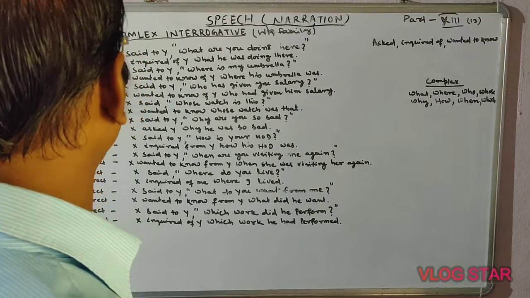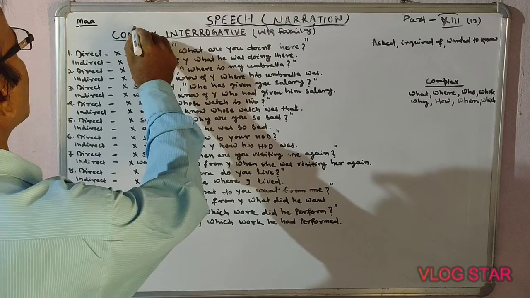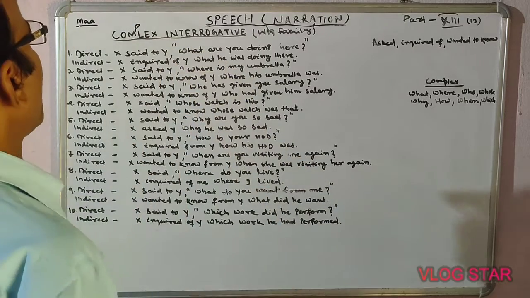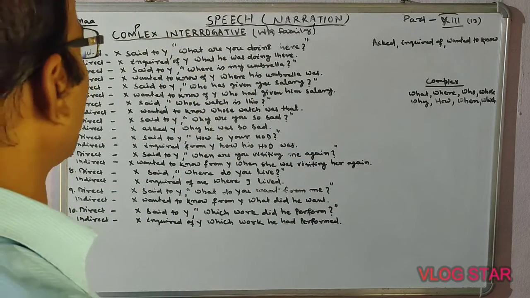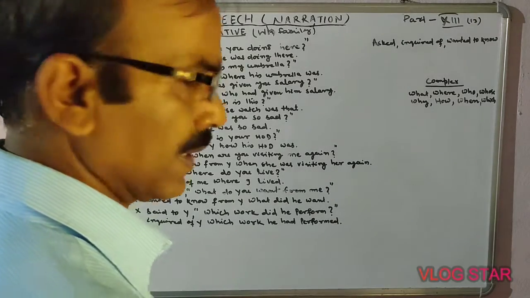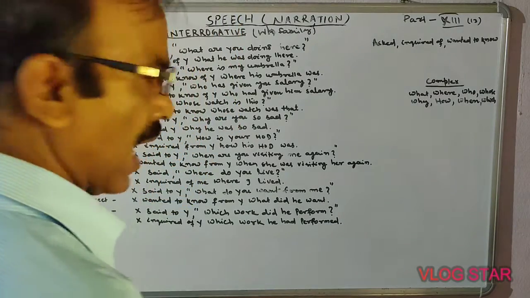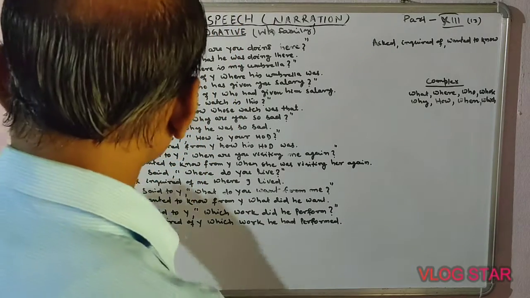Complex, C-O-M-P-L-E-X, complex. Once again, write this one, spelling mistake here: C-O-M-P-L-E-X, complex interrogative, or it has come from the double H family. Let us discuss it bit by bit, how the effect is coming.